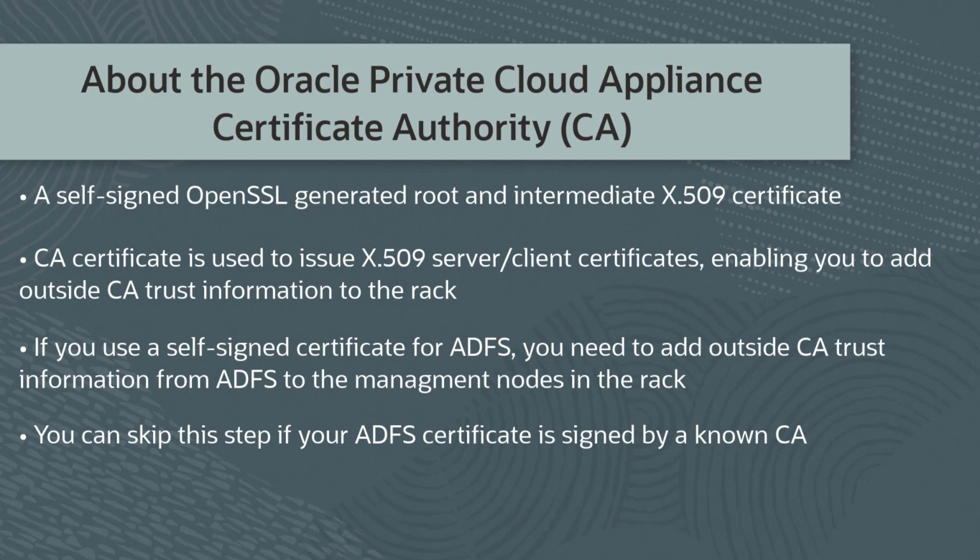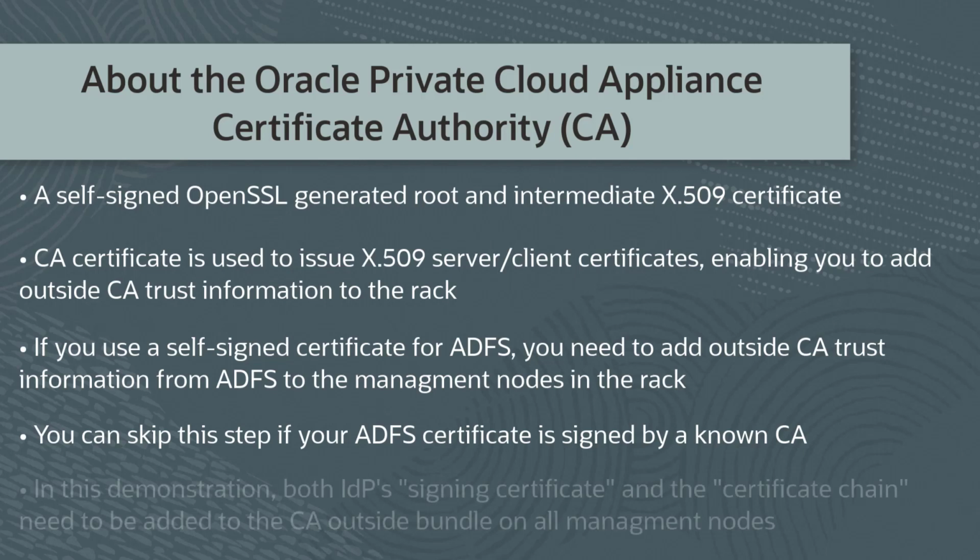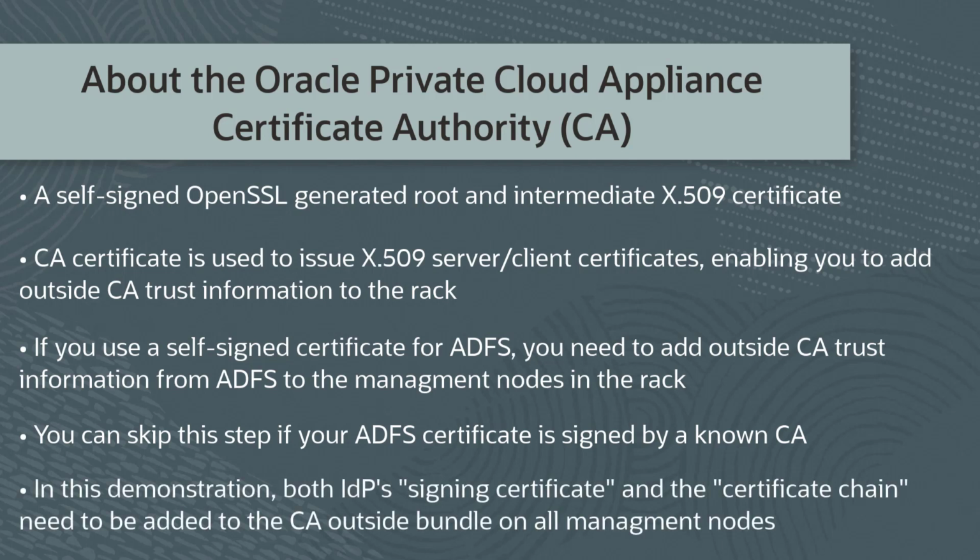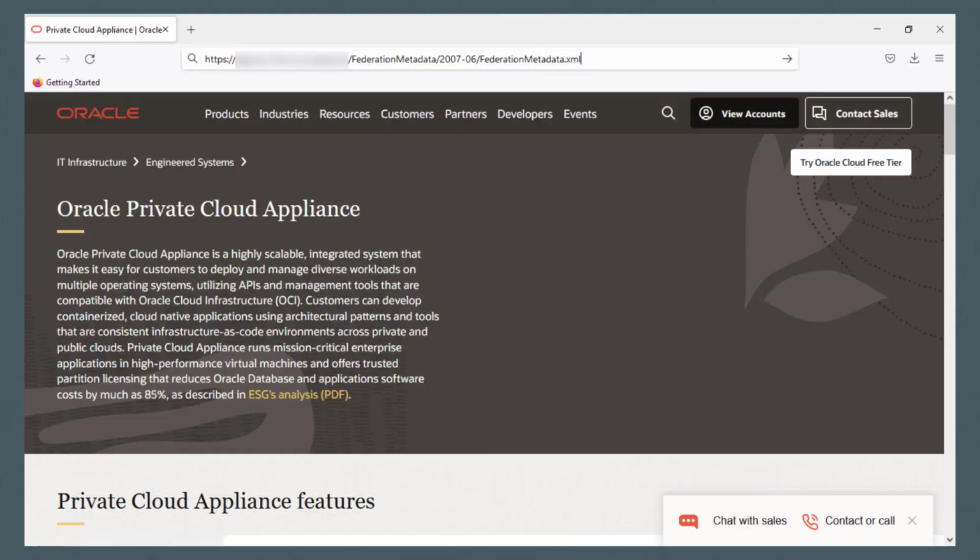ADFS certificates that are signed by a known certificate authority should already exist in the Oracle Private Cloud Appliance Certificate Bundle. However, in my demonstration environment, both the identity provider's signing certificate and the certificate chain of the web server that hosts the identity provider's metadata need to be added to the CA outside bundle on all Oracle Private Cloud Appliance management nodes. To demonstrate this, I first need to download the SAML metadata document.